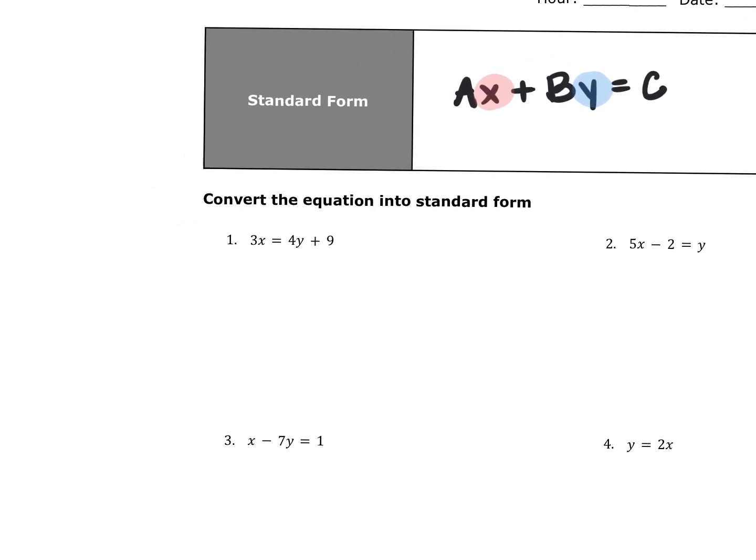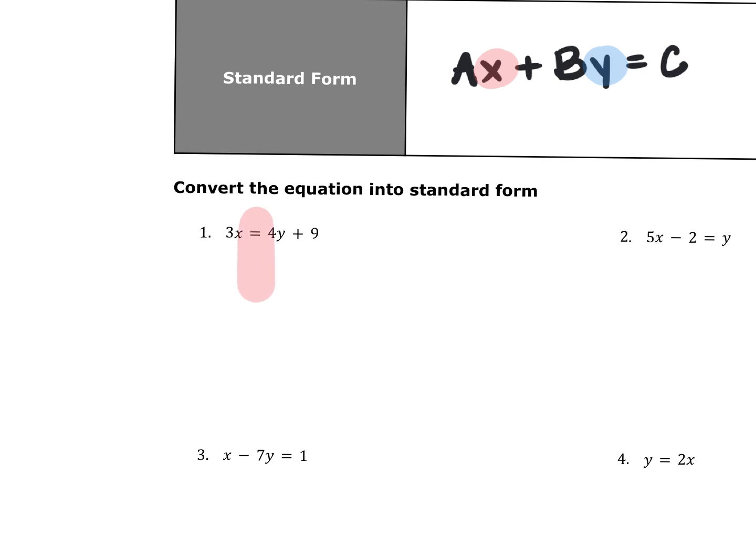Okay, so let's look at number 1. If I know my x has to be on the left-hand side of the equal sign, right now my x is already there, but my y also has to be on the left-hand side. So see, if I put that red line down in your notes box in standard form, you have your ax plus your by and then your c on the right-hand side of that red line. So we're going to do that same thing here.